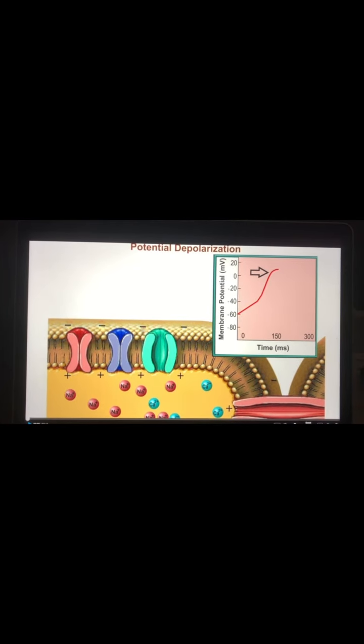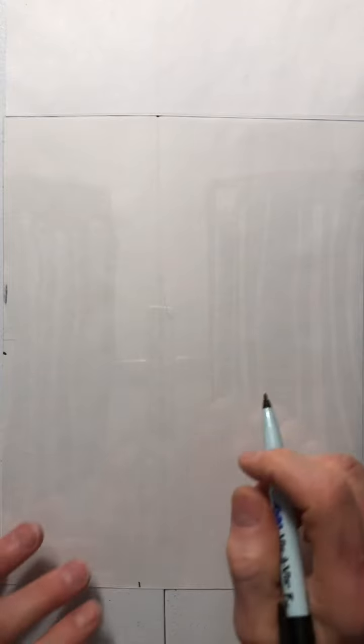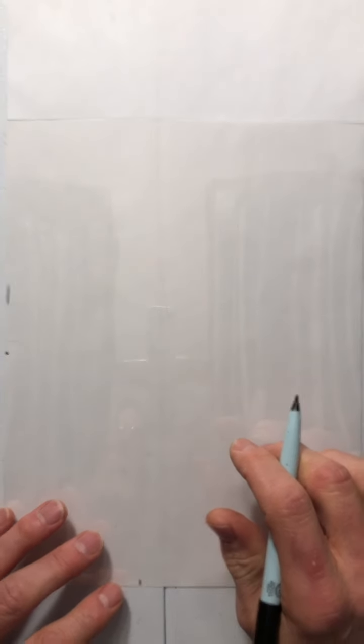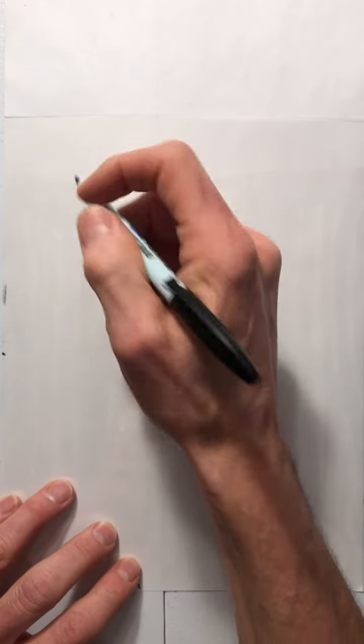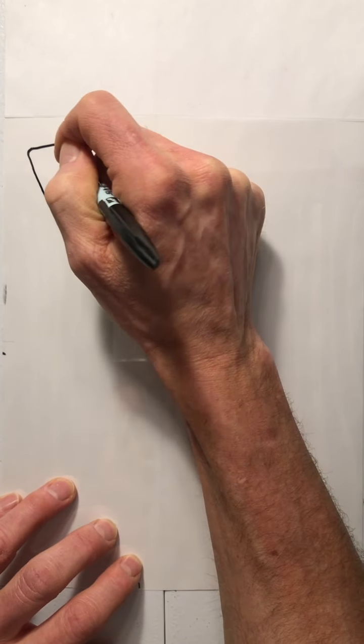So now that we have a handle on the autorhythmic cells, I'd like to talk next about the contractile cells and the mechanism of how they get activated to reach threshold and how their action potential takes place. So let's draw another picture of the heart with its 4 chambers.